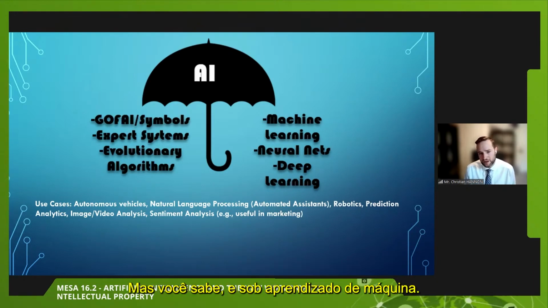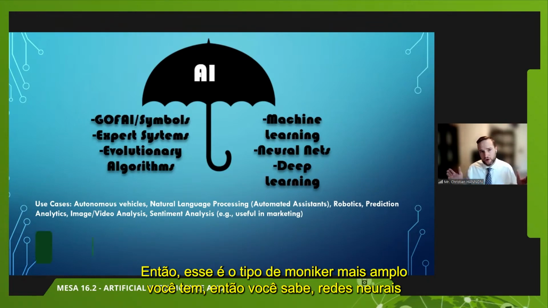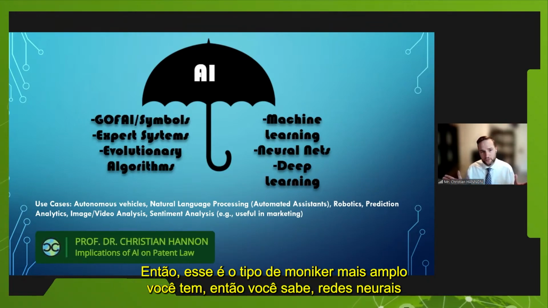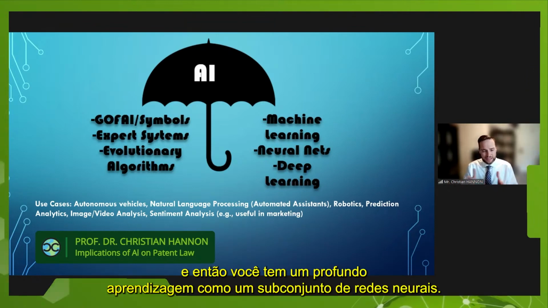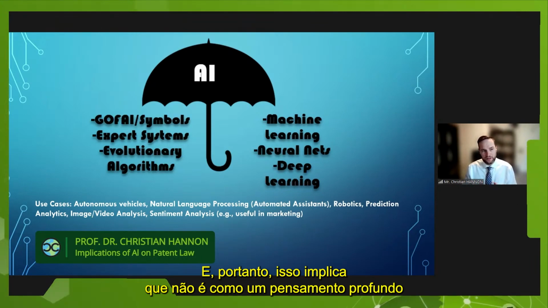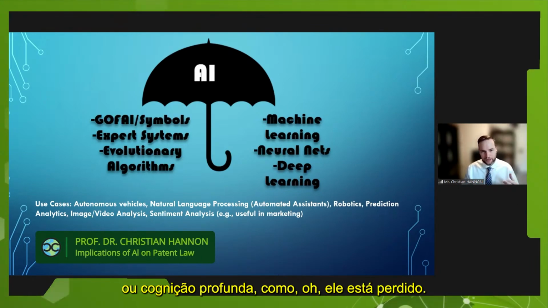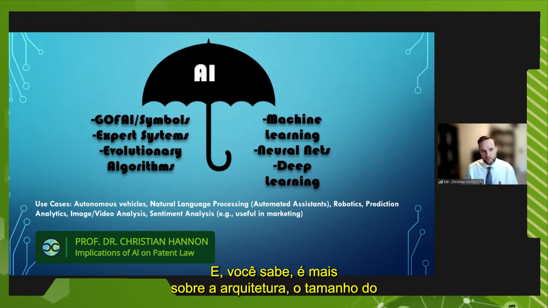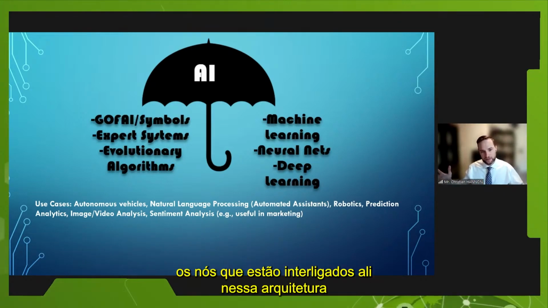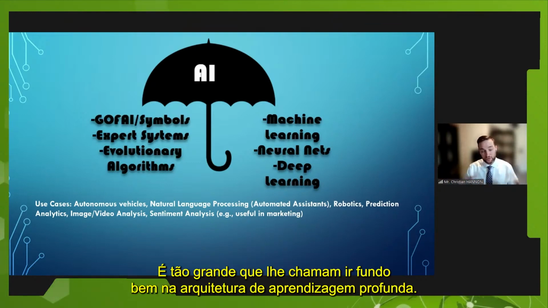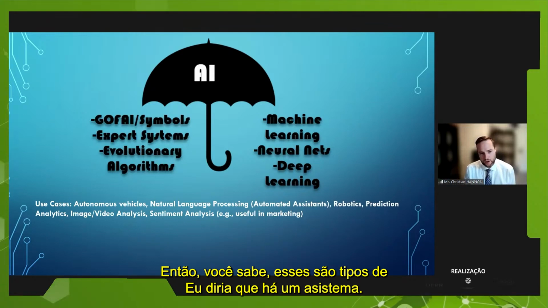Under machine learning, that's the broadest moniker. You then have neural networks, or artificial neural networks, as you may hear them referred to. And then you've got deep learning as a subset of neural networks. That deep is implying that it's not like deep thought or deep cognition, like, oh, he's lost in deep thought. No, it's more about the architecture, the size of the nodes that are interconnected in the architecture of a neural network. It's so big that they call it deep, right? It's a deep learning architecture. So those are types of AI, I would say.